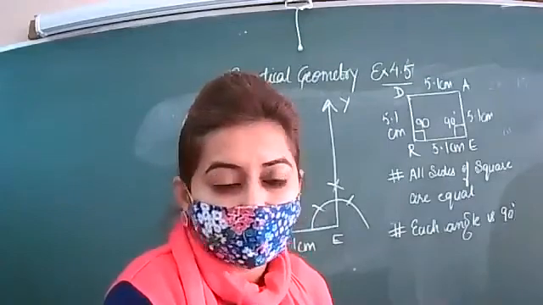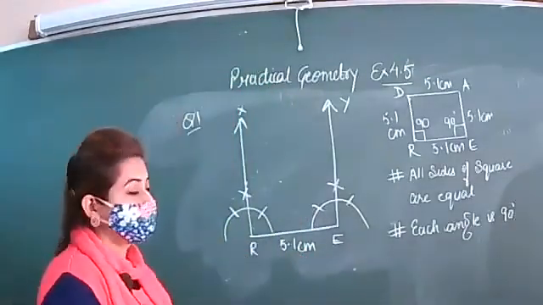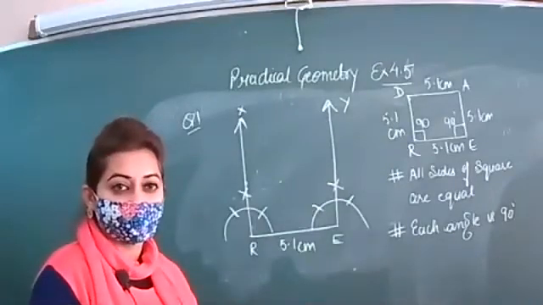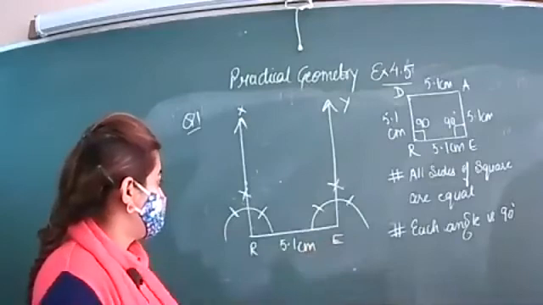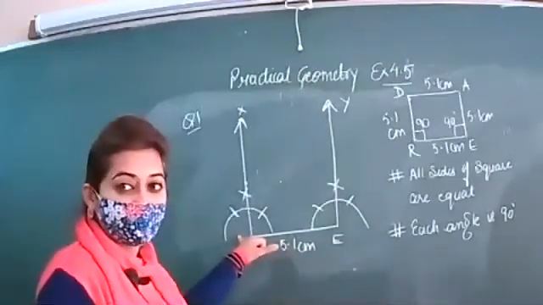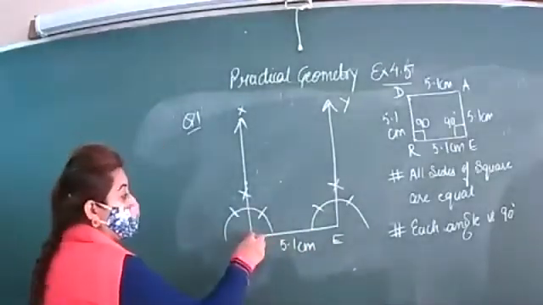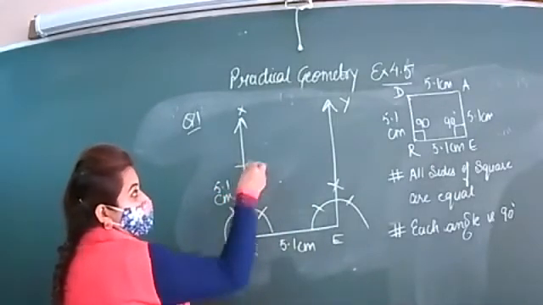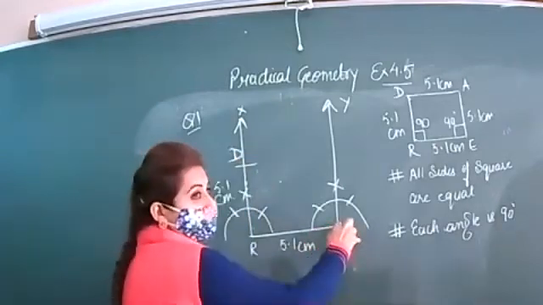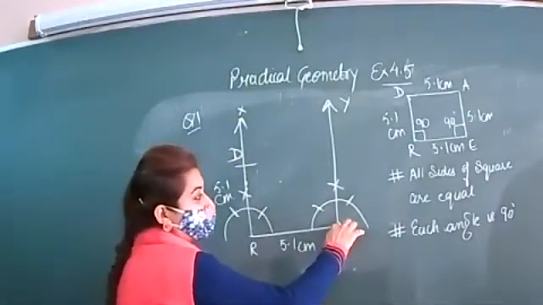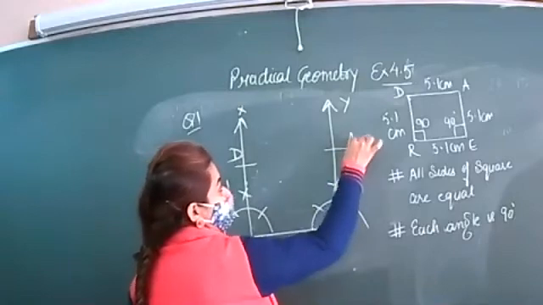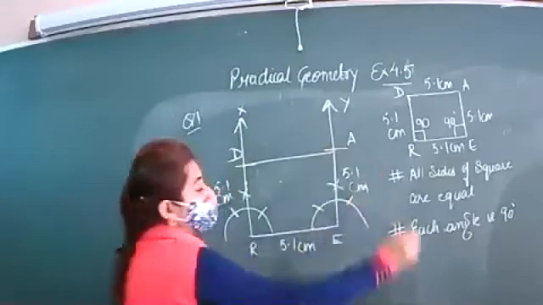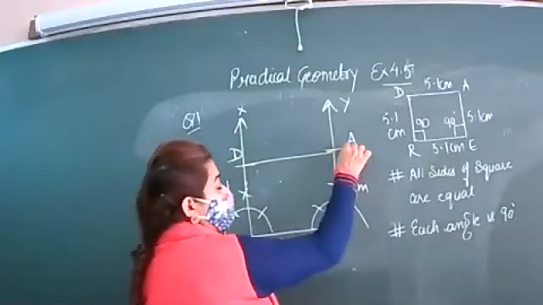Ma'am, now we will open the compass of 5.1 centimeter and make an arc from R and E and join them. From R, you will draw the arc of 5.1 centimeter and this will be your D. And in the same manner, if you draw the arc of 5.1 from E, this will be your A. Again, you will write here 5.1 centimeter. Now join these two. This will give you a square.